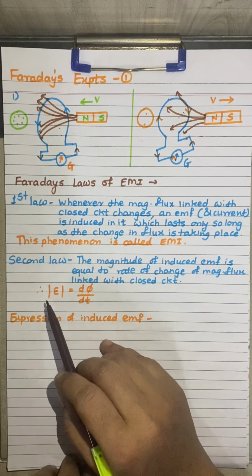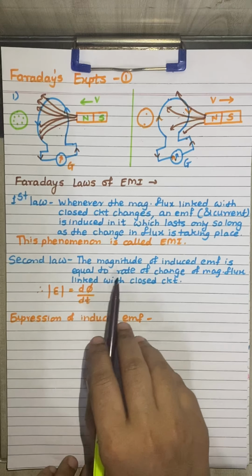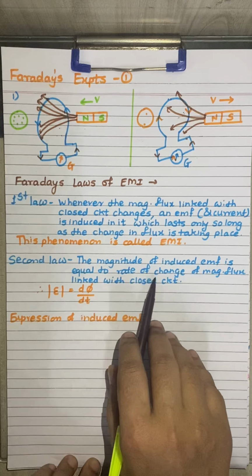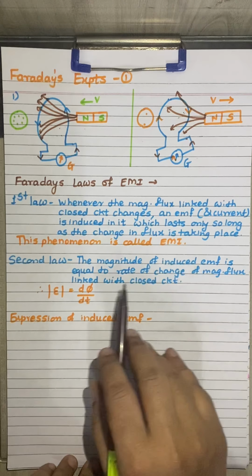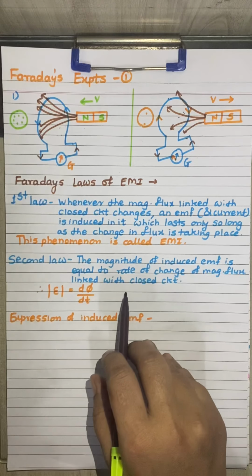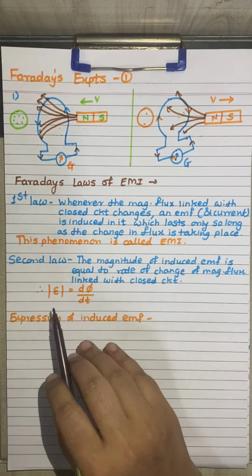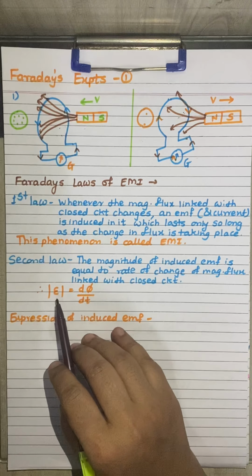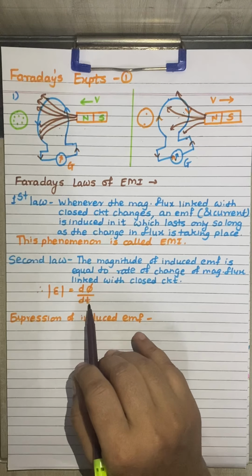Now Faraday's second law explains that the magnitude of the induced EMF is equal to the rate of change of magnetic flux linked with the closed circuit. This is very, very important. So we can say that mod of E, the induced EMF, is equal to d phi by dt.